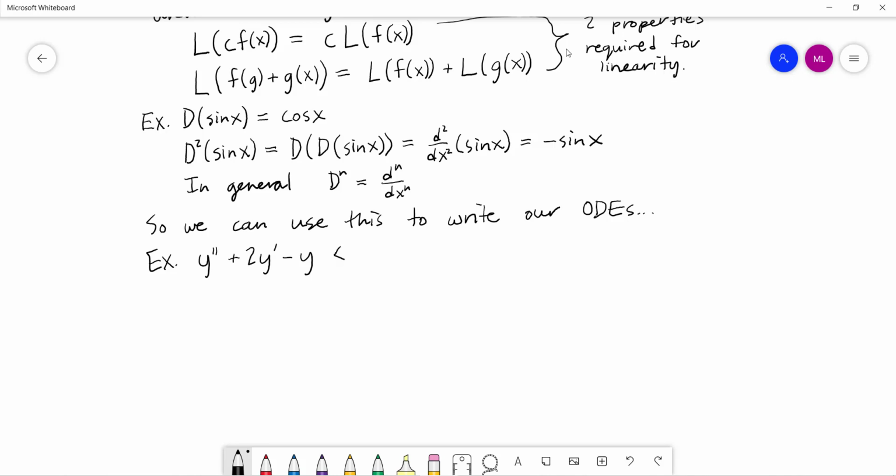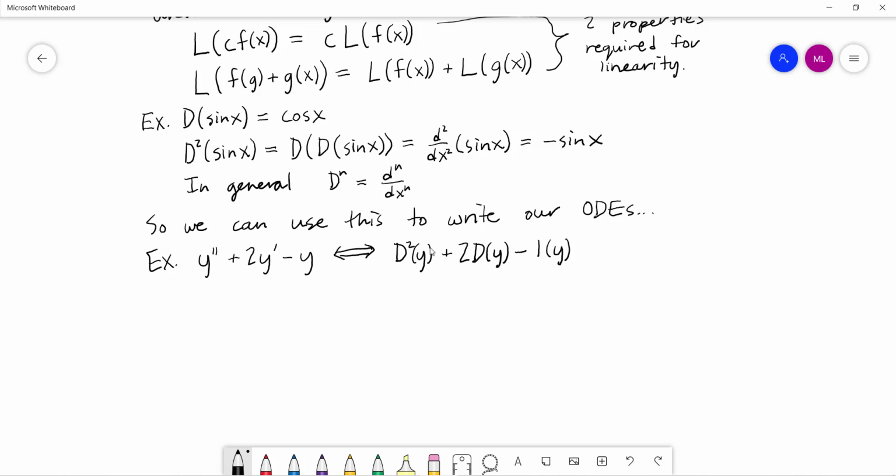Well, that's interchangeable with, so what is the first operator that's being applied to this term? Well, it's y, but it's the second derivative. So this must be d squared of y, plus the next thing that's being done is I'm doing 2 times the derivative of y, and then the last one is just minus y itself, so minus 1 times y.